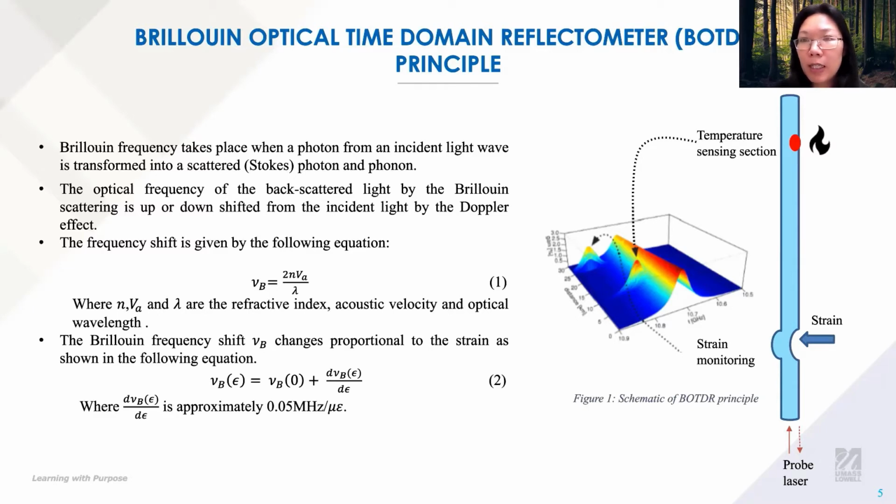Instead of providing us point information, whether temperature or strain, at each sensing location, it can give us a distribution of strain or temperature mapping all over wherever the fiber sensor is installed.